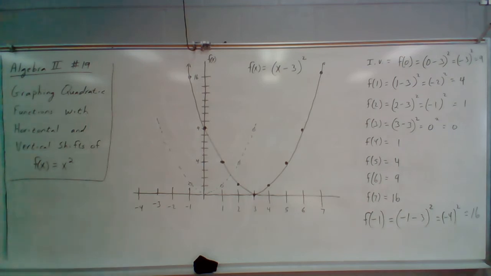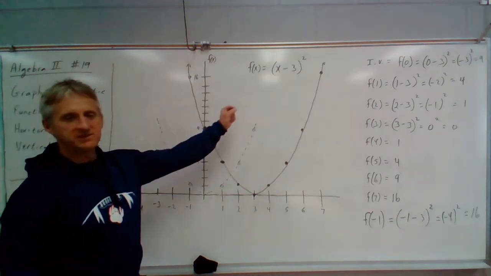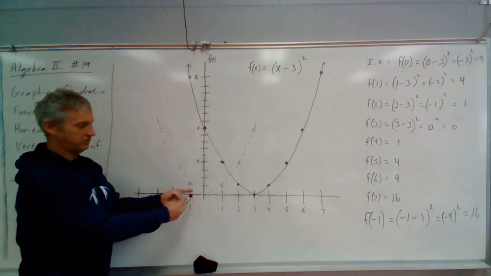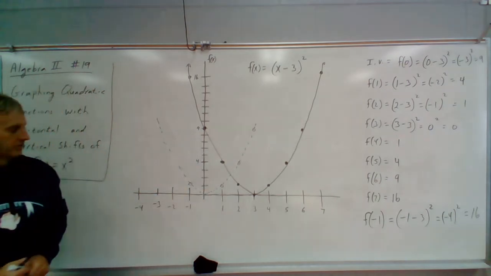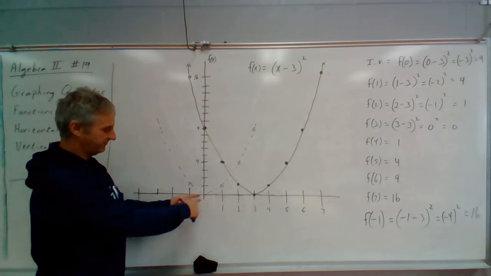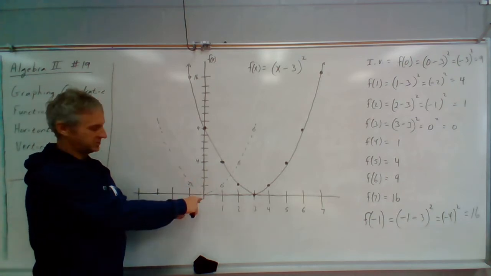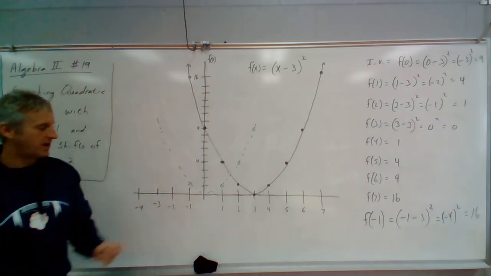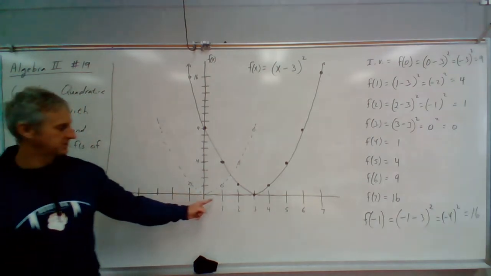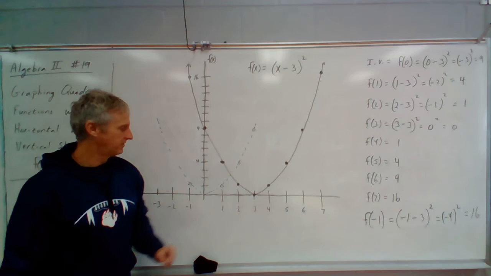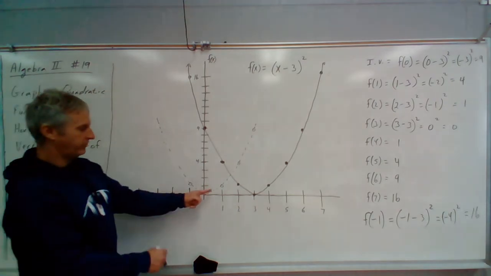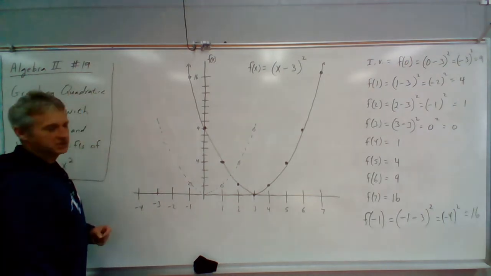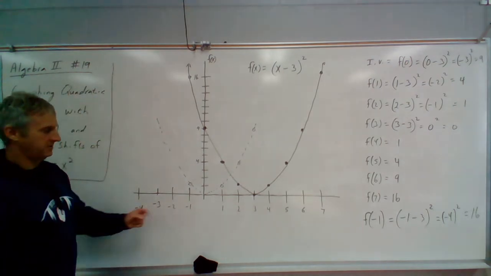All right, let's think about what happened. So what did this minus 3 do to the original parabola? Okay, so the vertex on the original parabola, y equals x squared, got shifted 3 units to the right. And the vertex is now over here at 3, 0. This point, 1, 1, got shifted to 4, 1. So it got shifted 3 units to the right.